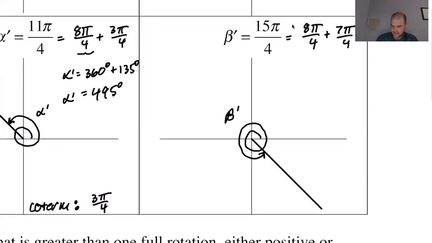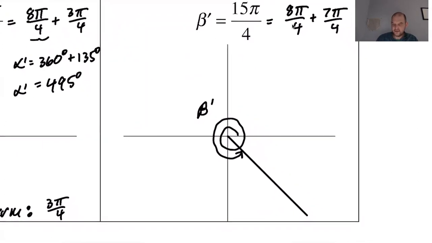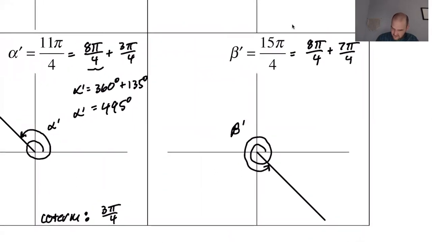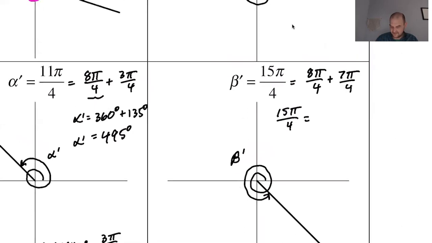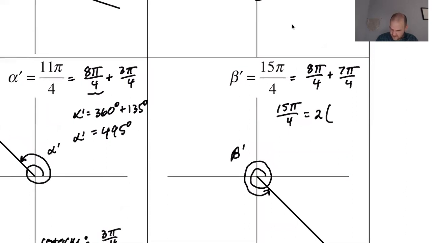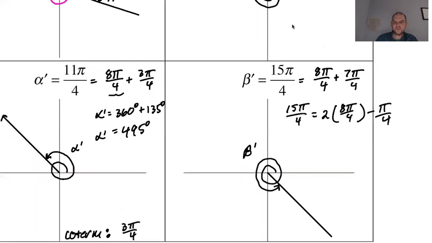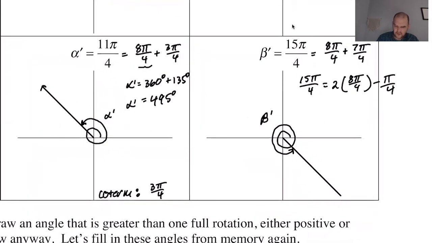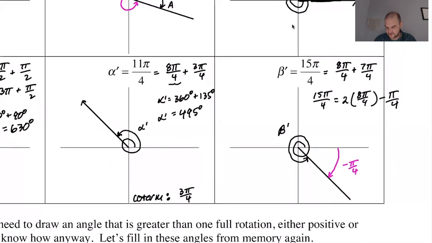Another way to do this is to look at it and think that 15 pi over 4 is almost 16 pi over 4, which would be 2 times 8 pi over 4. That would be 2 full rotations, but then that's too much. I'd have to subtract pi over 4. So negative pi over 4, if I had graphed it, would have just been this angle. There are 2 good angles that we could say it's coterminal to.